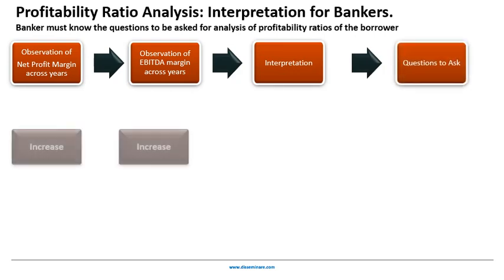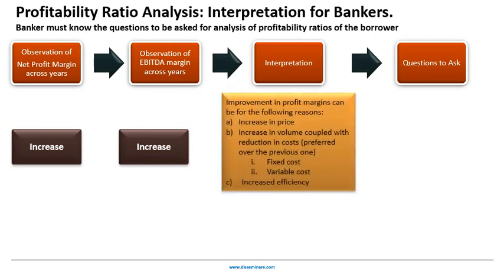In case 1, the net profit margin and EBITDA margin has both increased across the years. The interpretation of this is: improvement in profit margins can be for the following reasons. A. Increase in price. B. Increase in volume coupled with a reduction in costs. This is preferred over the point A. Cost reduction such as fixed cost or variable cost. C. Increased efficiency.